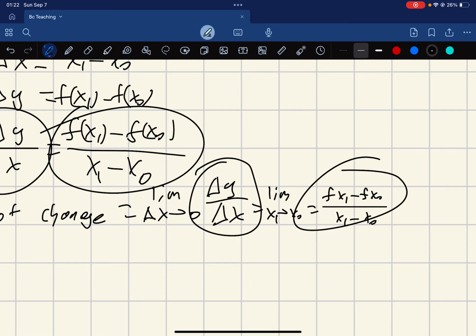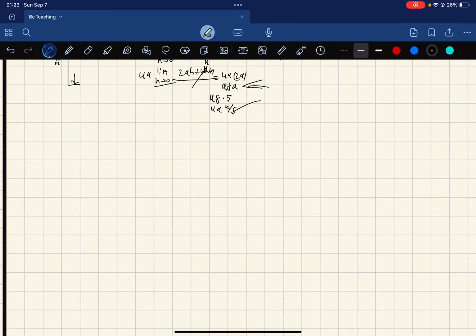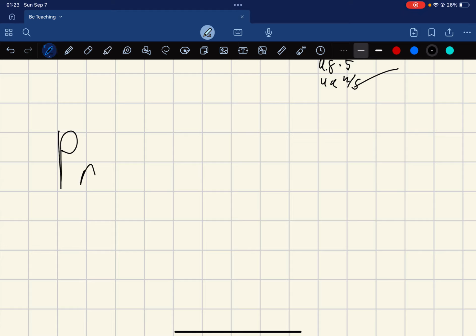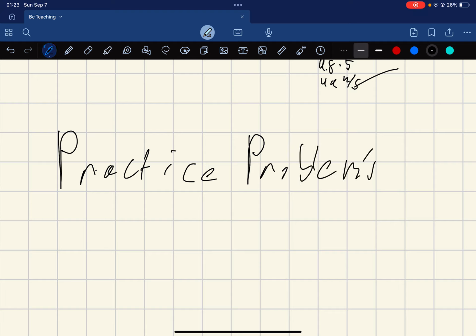So let me look for some practice problems now. Oh yeah, holy handwriting. Okay. What to choose? I don't know. There's not much to choose here. I can do that. Okay, we'll do 2 problems.